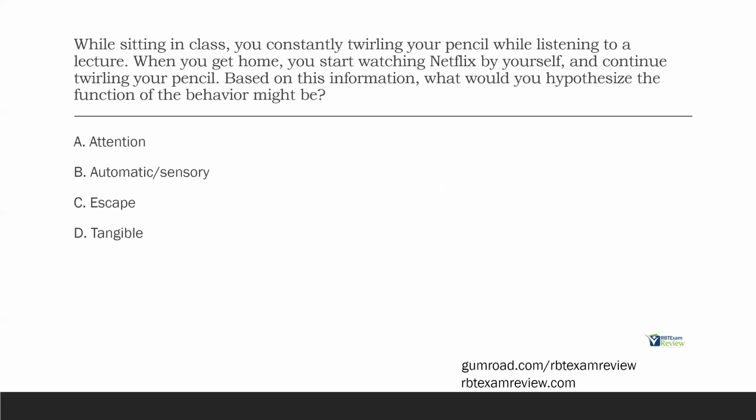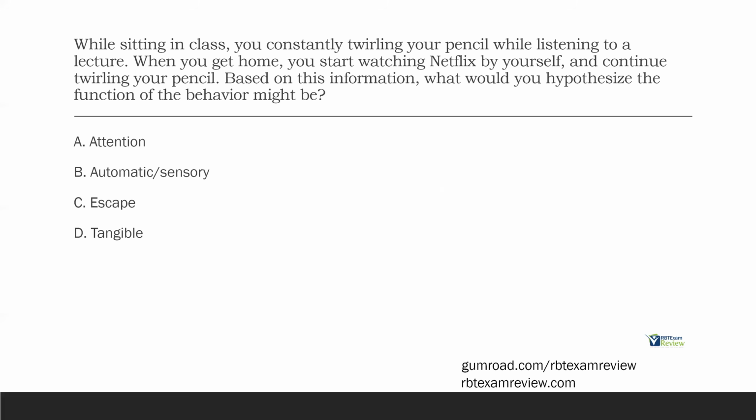While sitting in class, you constantly twirl your pencil while listening to a lecture. When you get home, you start watching Netflix by yourself, and continue twirling your pencil. Based on this information, what would you hypothesize the function of the behavior might be? Okay, so what are we doing here? We're twirling our pencil. We're in a lecture, we're bored, or we're just mindlessly twirling this pencil. You get home, now you're by yourself, and you start twirling your pencil again. So what are you doing this for? What is the reason this behavior is occurring?